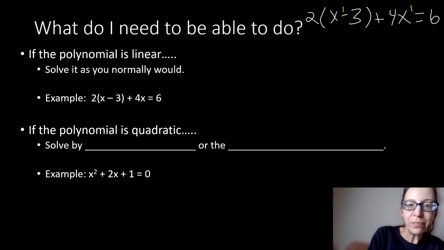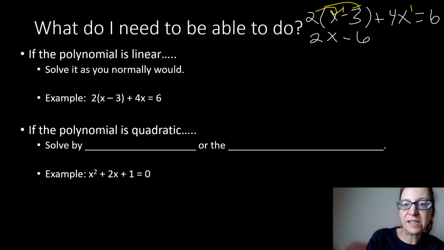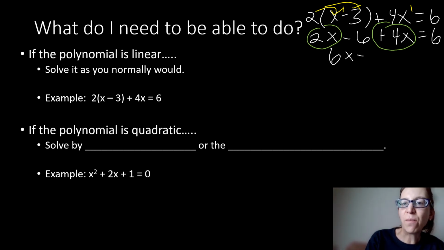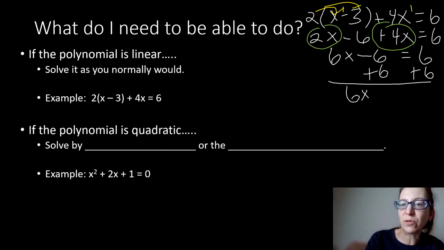So we'd go ahead and distribute the 2. That would give us 2x minus 6, and then we bring down the 4x, bring down the equal sign, bring down the 6. We have a couple of like terms there. I have 2x plus 4x, which is 6x. Bring down the minus 6, the equal sign, the 6. Now we have what's called a two-step linear equation. I'll just add the 6 to both sides. I get 6x is equal to 12.